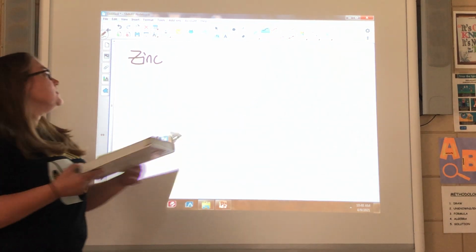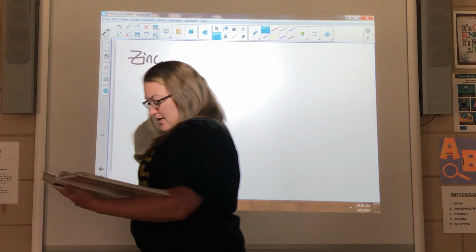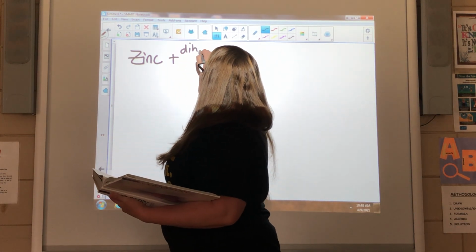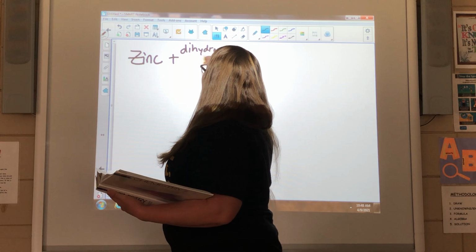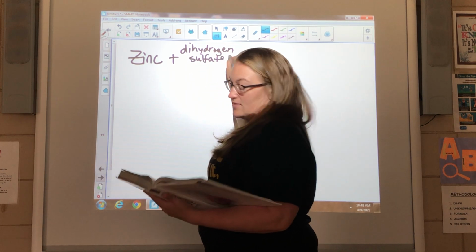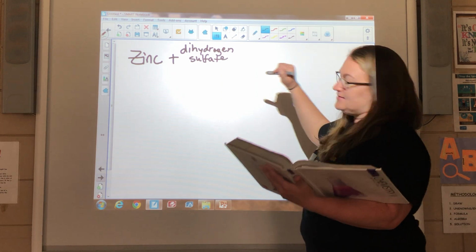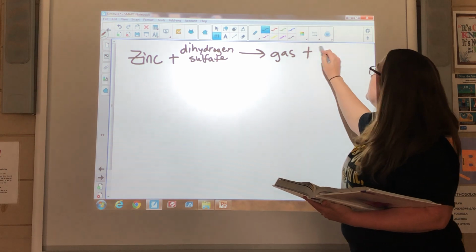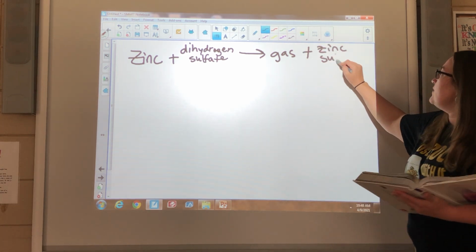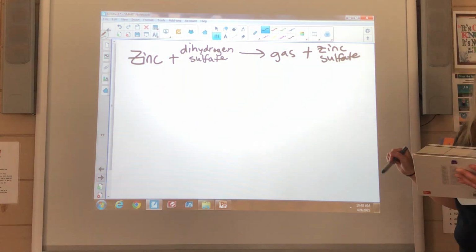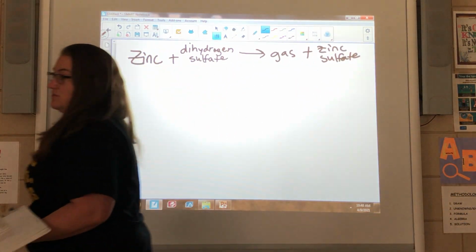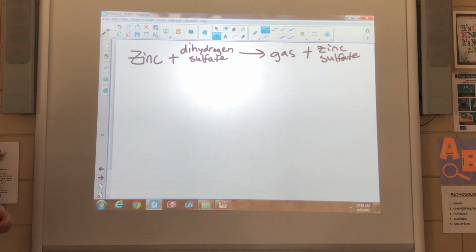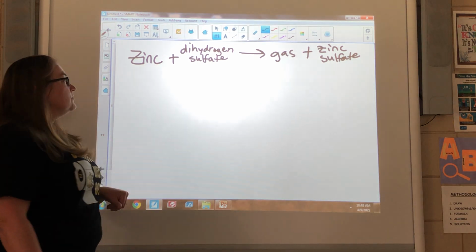All right, so we're going to have zinc metal is added to a solution of dihydrogen sulfate. So I'm doing the word equation, so I'm going to write out dihydrogen sulfate. And that's going to give me a gas and a solution of zinc sulfate. And the reason this is a challenge is it wants us to figure out the gas. It wants us to figure out particularly what gas we're going to have.